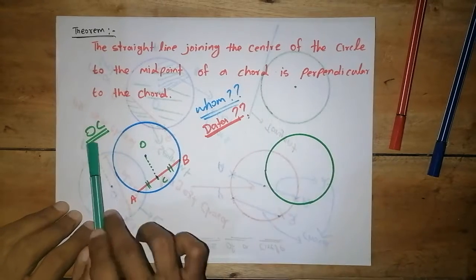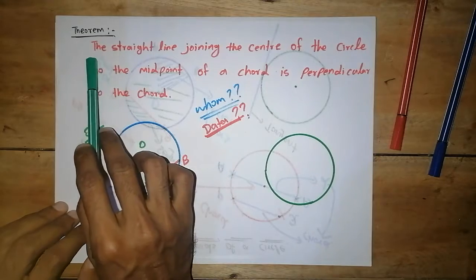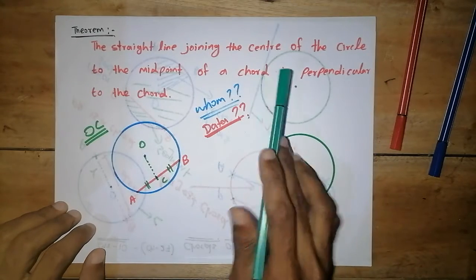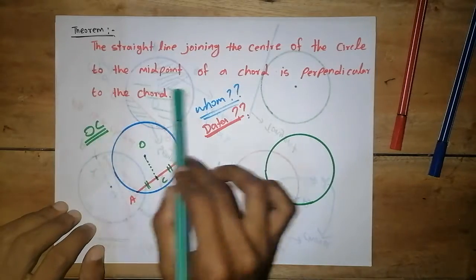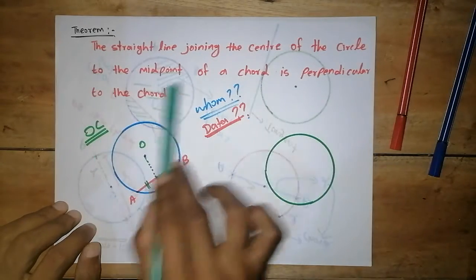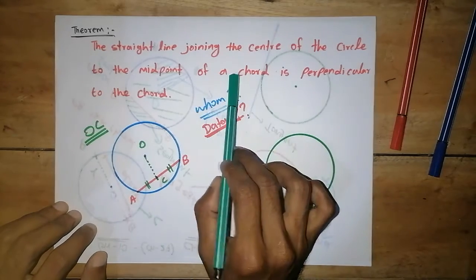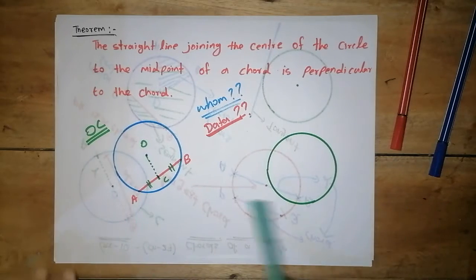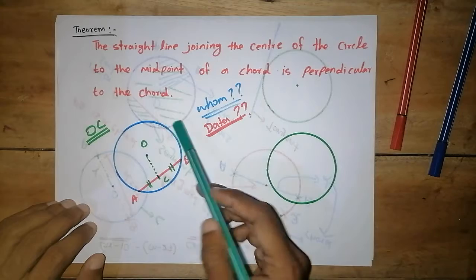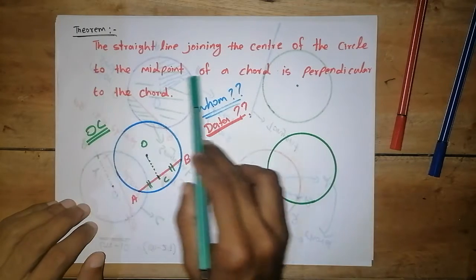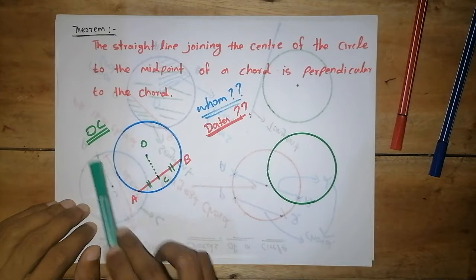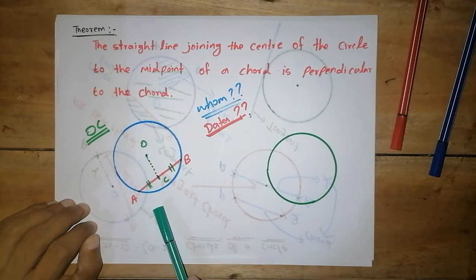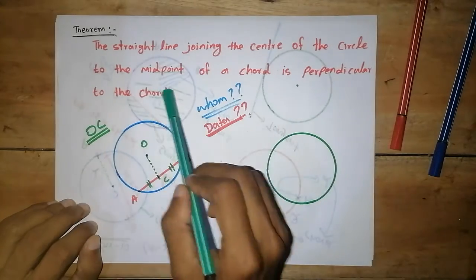Okay, the OC. Ignore the long description, you can replace the entire line with OC. OC is perpendicular to the chord. Is that simple? OC is perpendicular to the chord, because the entire line is describing the OC, the straight line joining the midpoint of the chord and the center of the circle. So that is OC. So OC is perpendicular to the chord.